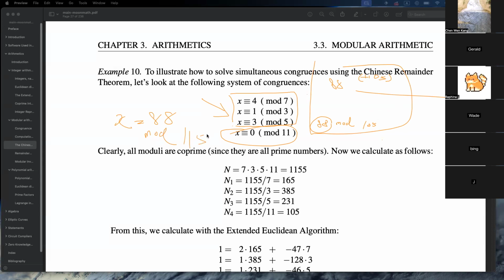I'm gonna copy this. Yeah, so that's essentially how we calculate simultaneous congruences, right? Via the Chinese remainder theorem.